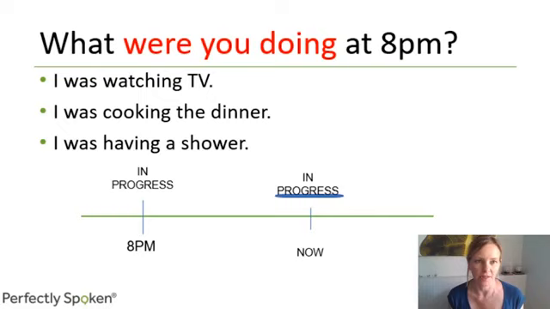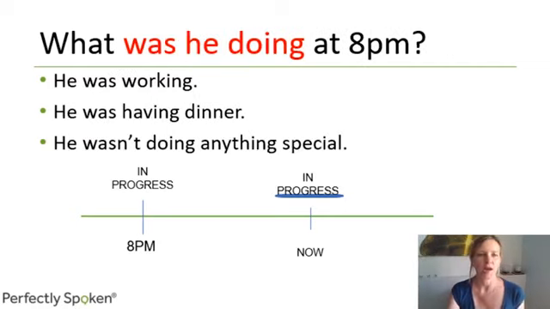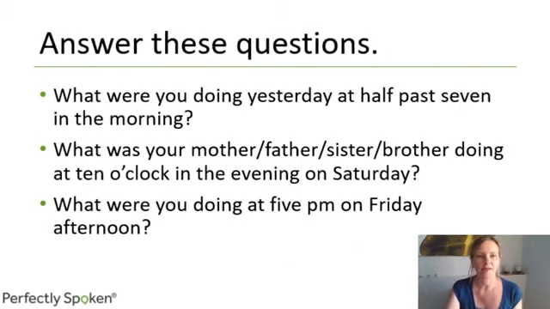Okay, so here are some examples. I was watching TV. I was cooking the dinner. I was having a shower. Okay. Other examples. This time with he. Okay, so the conjugation we need to use is was. So what was he doing at 8 p.m.? 8 p.m. is 8 o'clock in the evening. So what was he doing? He was working, he was having dinner, he wasn't doing anything special. So a negative here.